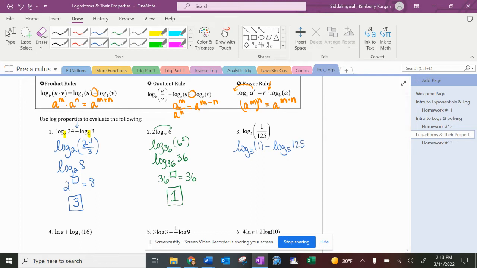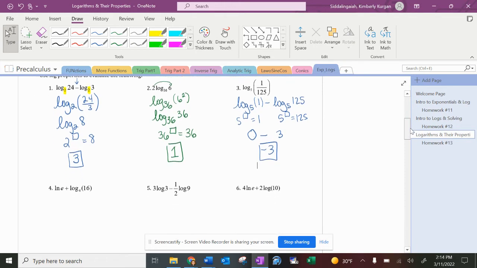And now I have two kind of smaller problems here. This is saying 5 to what power gives me 1? Oh, that's 0. And this second log is saying 5 to what power gives me 125? Well, that's 3. 0 minus 3 is negative 3.